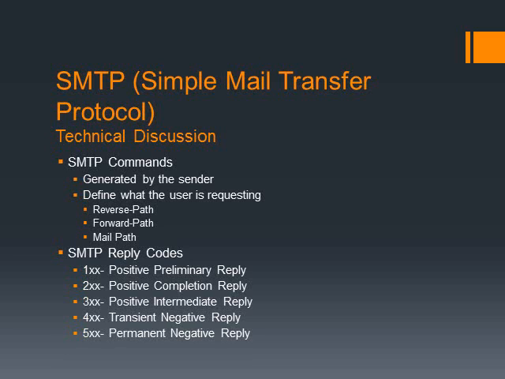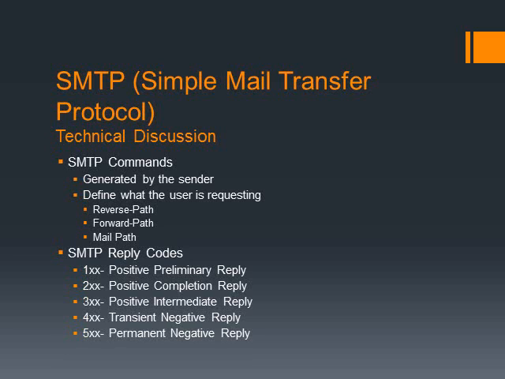Alright, now we talked about how SMTP works. We're going to be talking about the commands and reply codes of SMTP. SMTP command codes are generated by the user and not the server. There are 3 different arguments or different commands that the sender can use. They're called reverse path, forward path, and multipath, or mail path. The reverse path, that's the argument for the mail command.